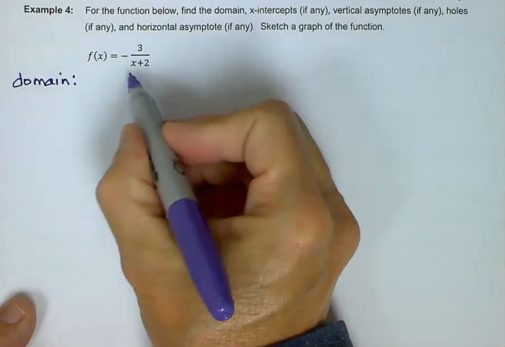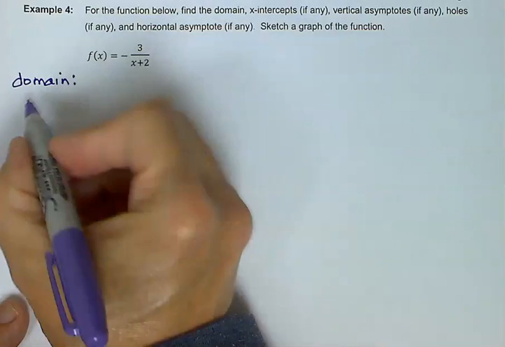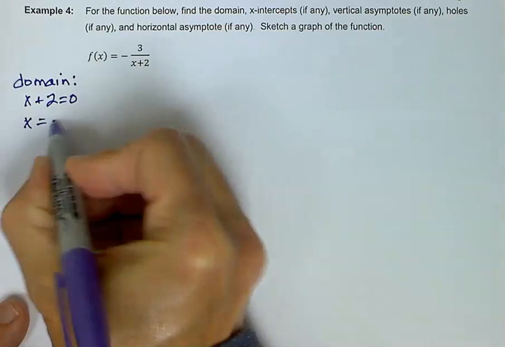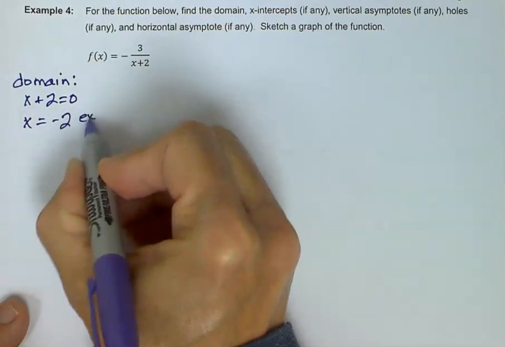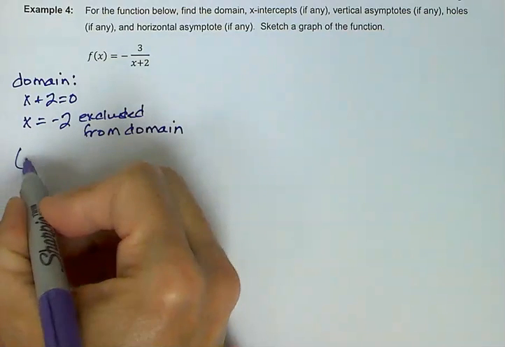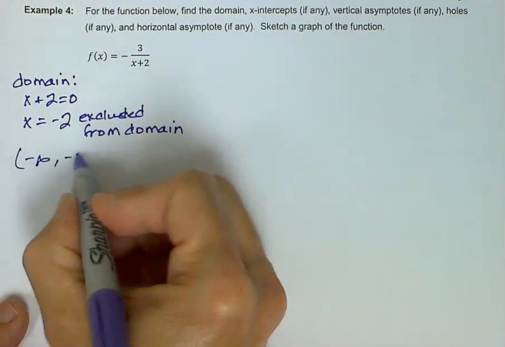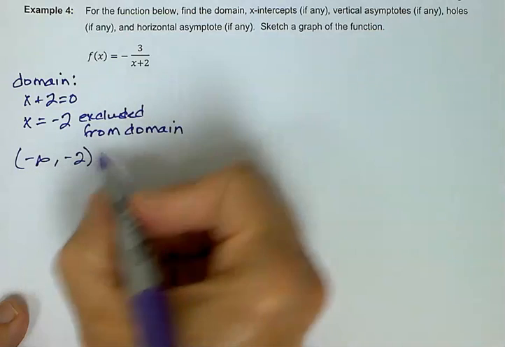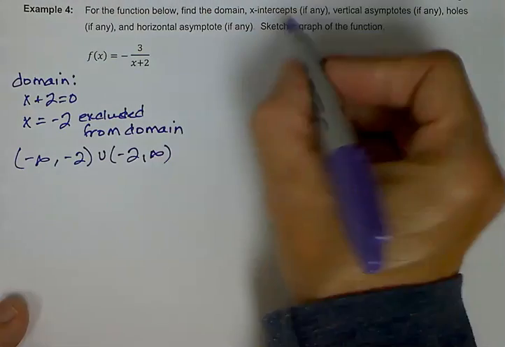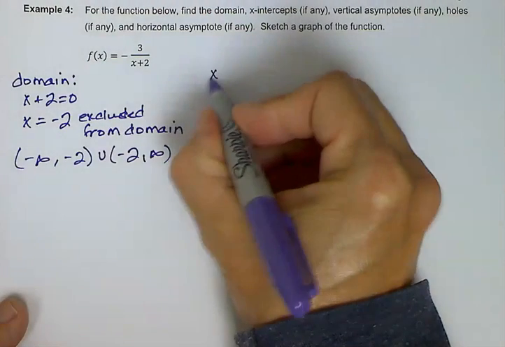First of all, let's find the domain. For this, we're looking at what makes the denominator equal to 0. That would be -2. So this number has to be excluded from the domain. If we want to write our domain in interval notation, it would be from -∞ to -2, and then from -2 to infinity.